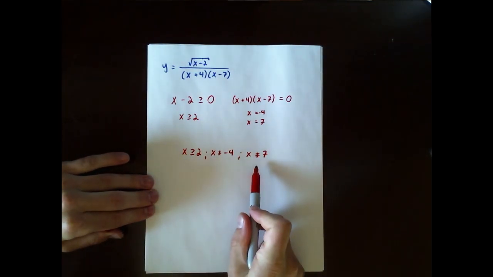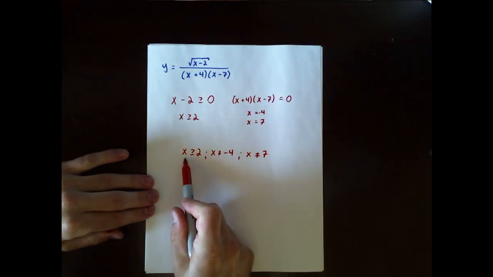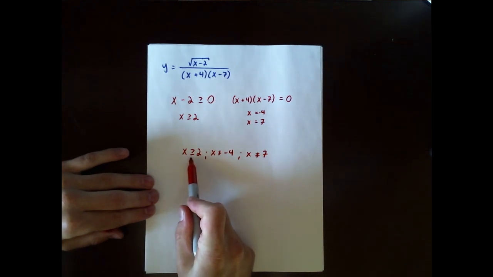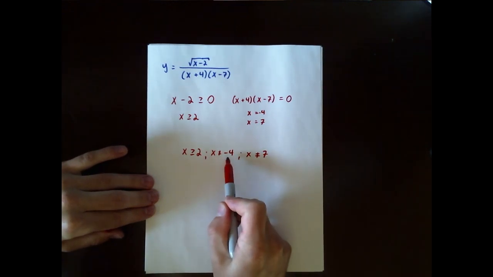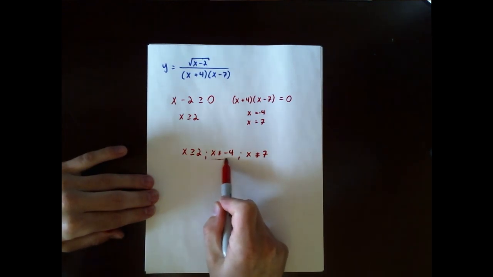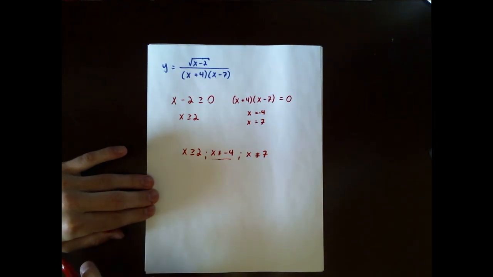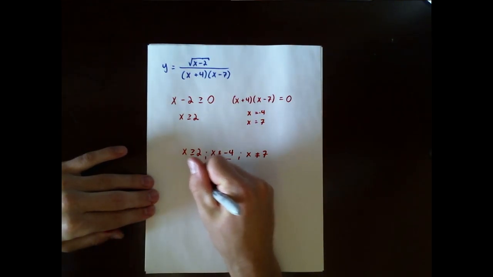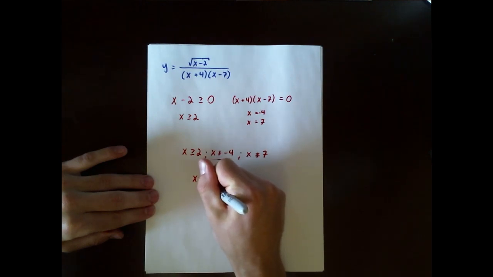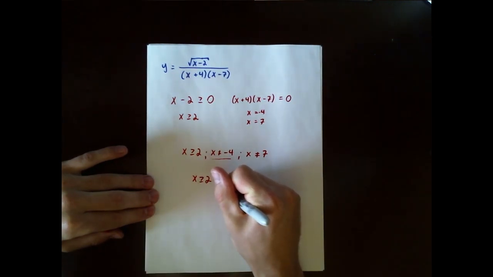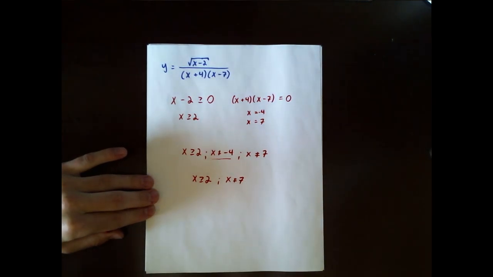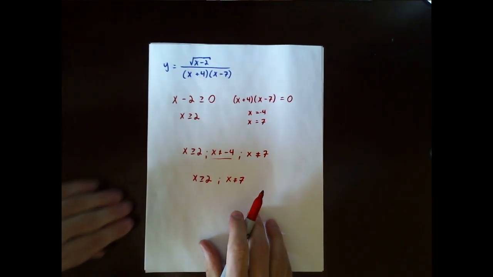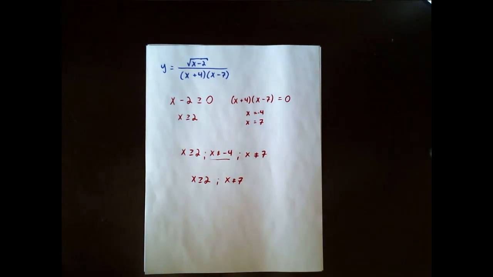Now if we think about this a little bit more, when we say that x has to be greater than or equal to 2, we are kind of automatically excluding this negative 4 value. So this value right here doesn't necessarily need to be reported, so we can just say x has to be greater than or equal to 2, except x cannot be equal to 7. So this is the domain of that function right there.